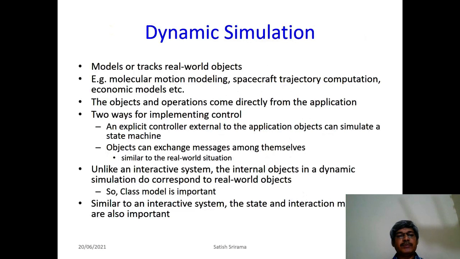Then comes the dynamic simulation. These things model or track real-time objects. Say for example, molecular motion modeling, in a chemical analysis, like how these molecules are moving, or spacecraft trajectory computation. For example, a spacecraft has to go out of Earth, so how will you reach that velocity? How will you model and simulate those things, and economic models, etc.